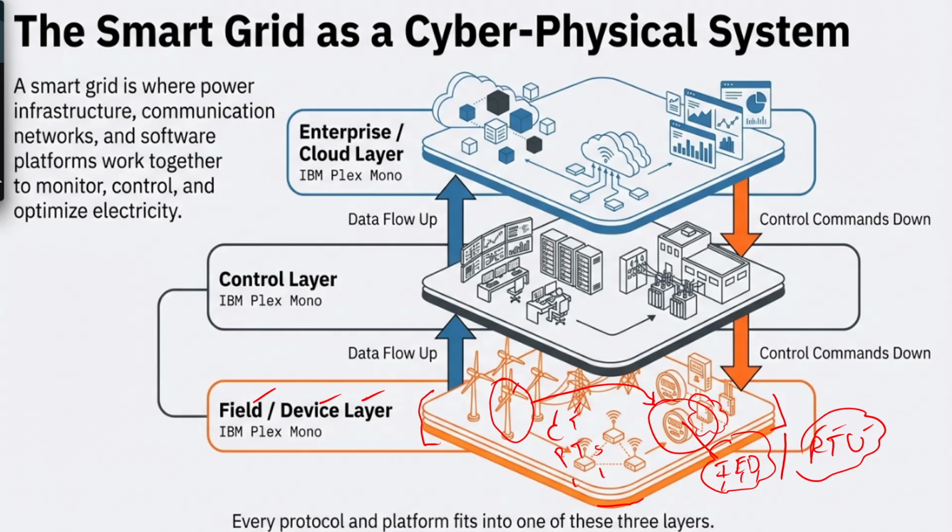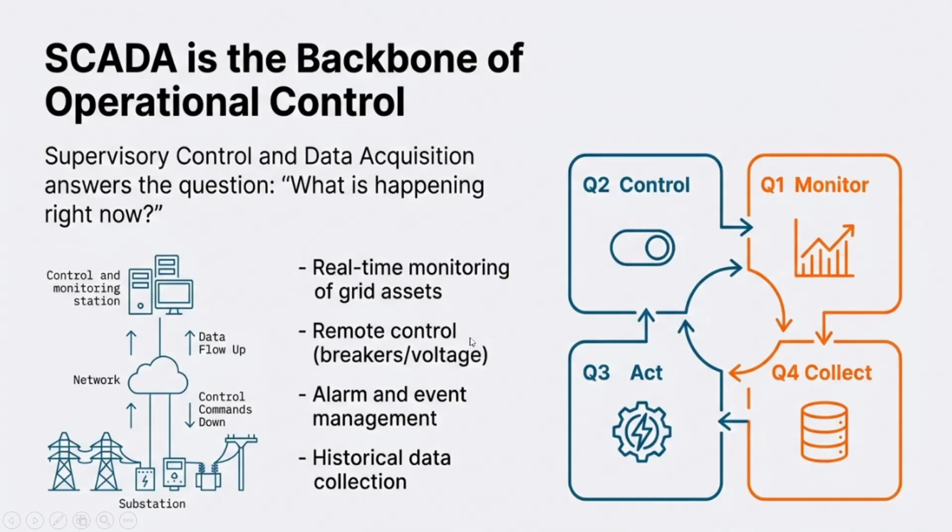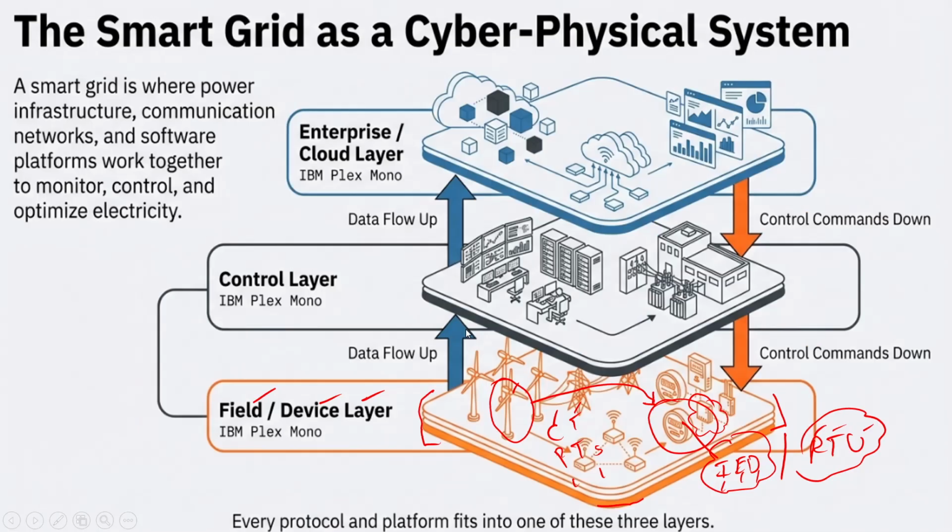This is where the data will be collected, and then the data will be moved up the layers. If you see these arrows, you can observe it is all the data flow, right? Data always flows from the bottom layer to the top layer. Here we have already collected all the data using the IEDs, RTUs, and the smart meters. Then it will flow up the layer.